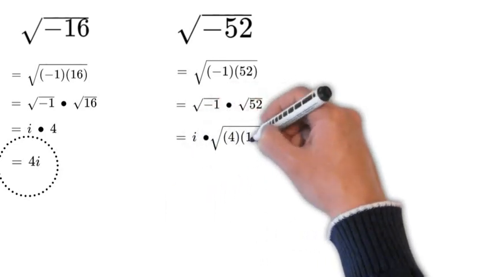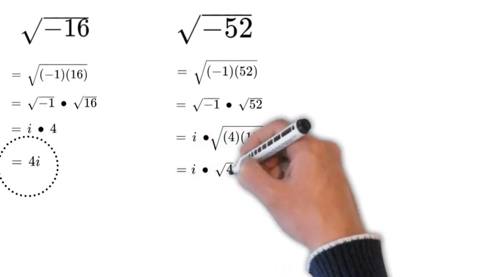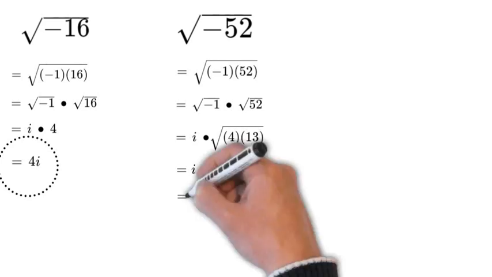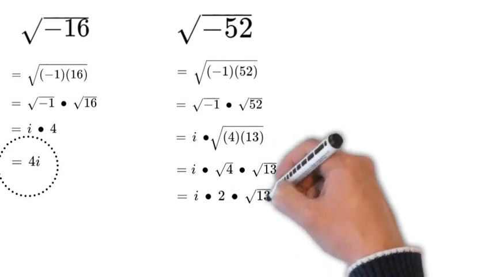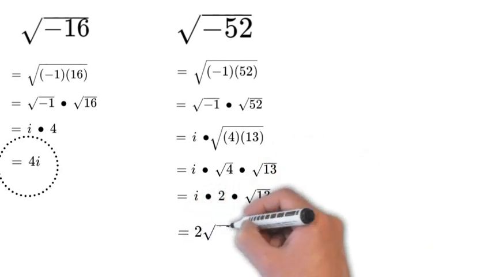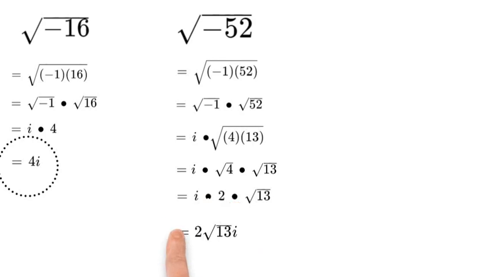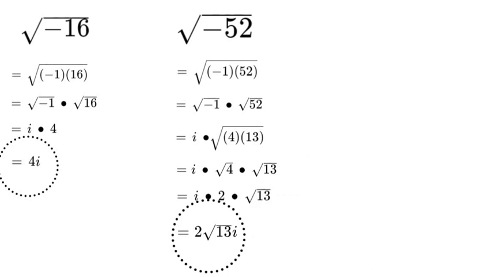And we will also factor 52. The highest factor we can do with 52 is 4 and 13. And we simplify that in the next step. We know we can break that out again. We got square root of 4 times square root of 13. And we know that the square root of 4 is 2, and that we can't simplify 13 anymore. So our fully simplified answer would be 2 square root of 13 with i on the end.